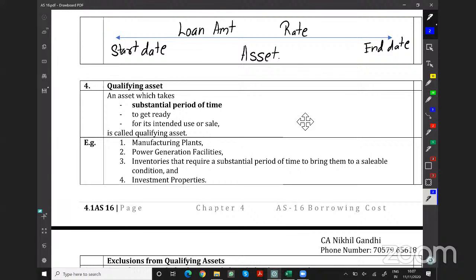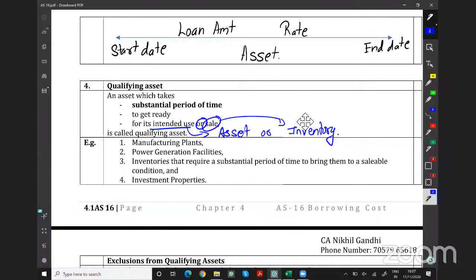Qualifying asset is an asset which takes substantial period of time to get ready for its intended use. Intended use means it is a fixed asset, or for sale. Intended use means it is an asset, and for sale means it is an inventory, is called as a qualifying asset.